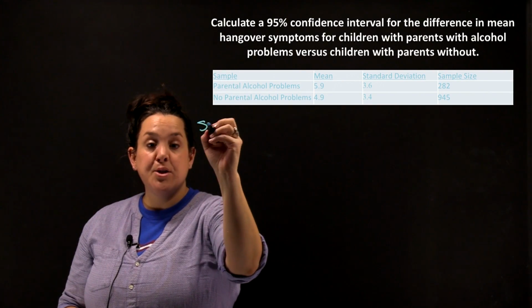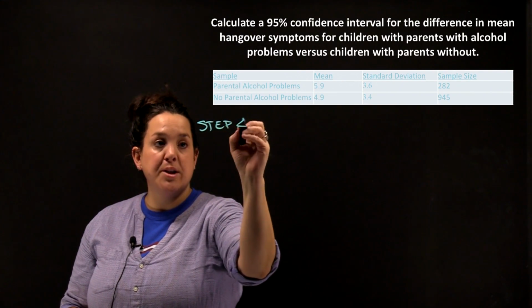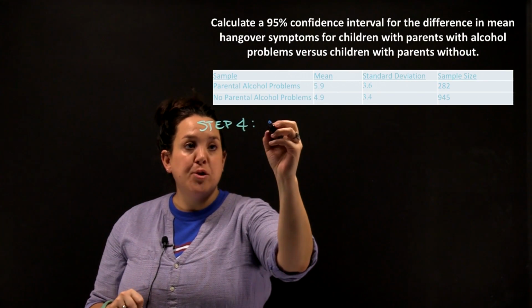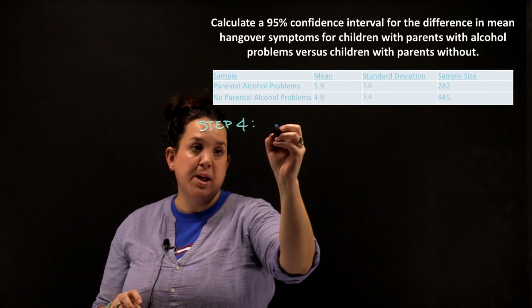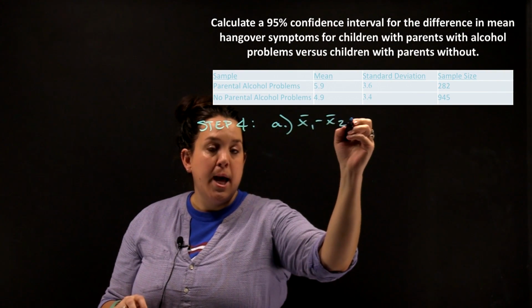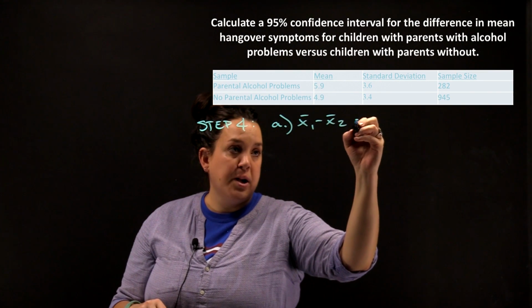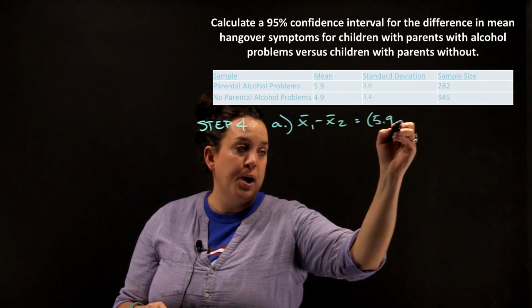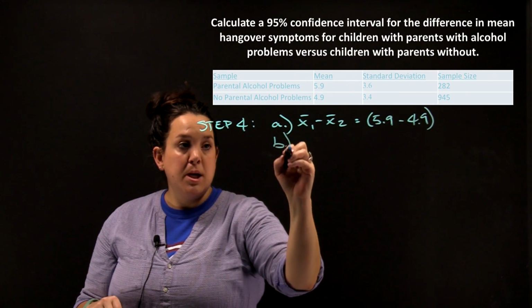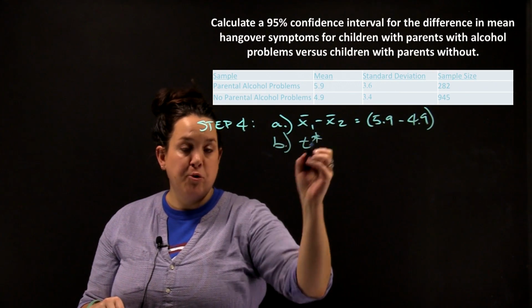So now moving into step 4, we have to identify all of the pieces of calculating the confidence interval. So the first one is to identify your sample estimates. And so here it's x bar 1 minus x bar 2, and we're shown up here that our x bar 1 is 5.9 minus x bar 2, which is 4.9. So then in letter B, we're going to find our multiplier.